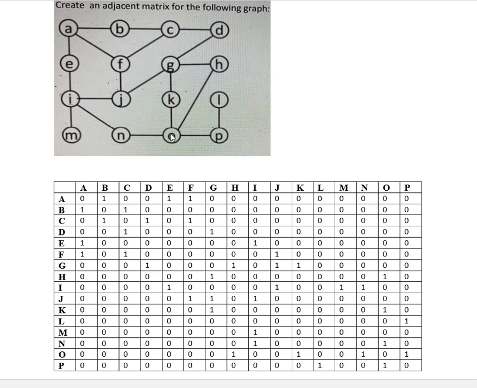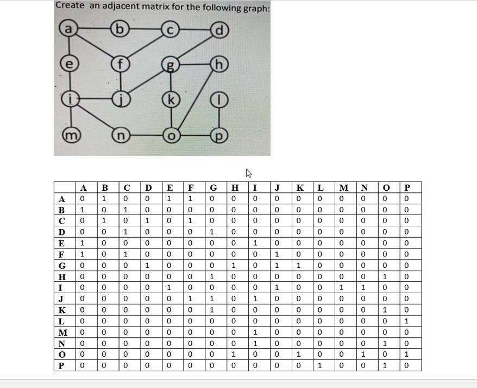Okay, so we look at O, and O has four edges, one going to N, one to K, one to H, and one to P. So we are going to ensure that the four ones are there, one at H, one at K, one at N, and one at P. Same thing across here, one at H, one at K, one at N, and one at P.